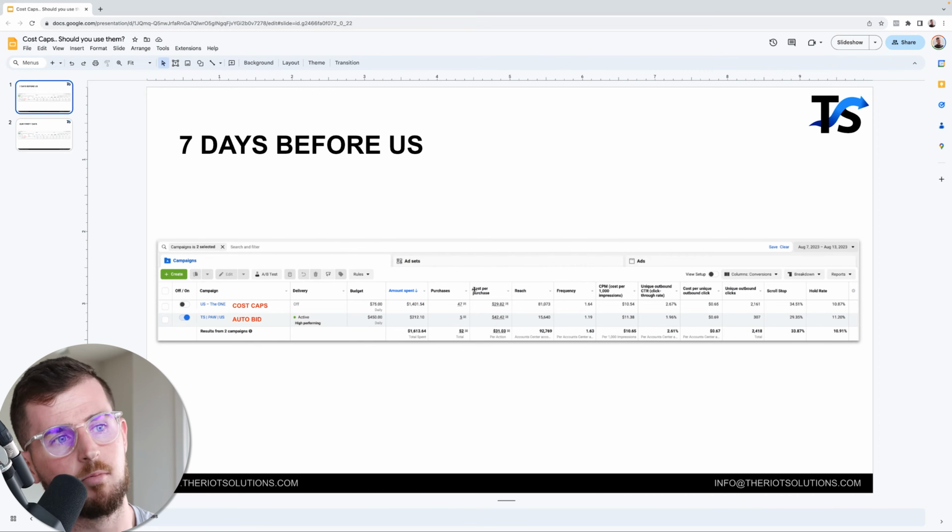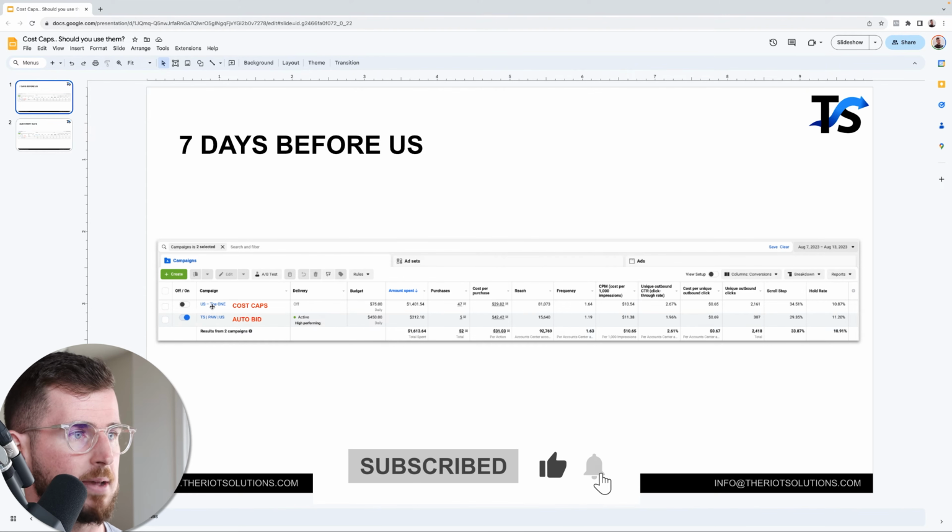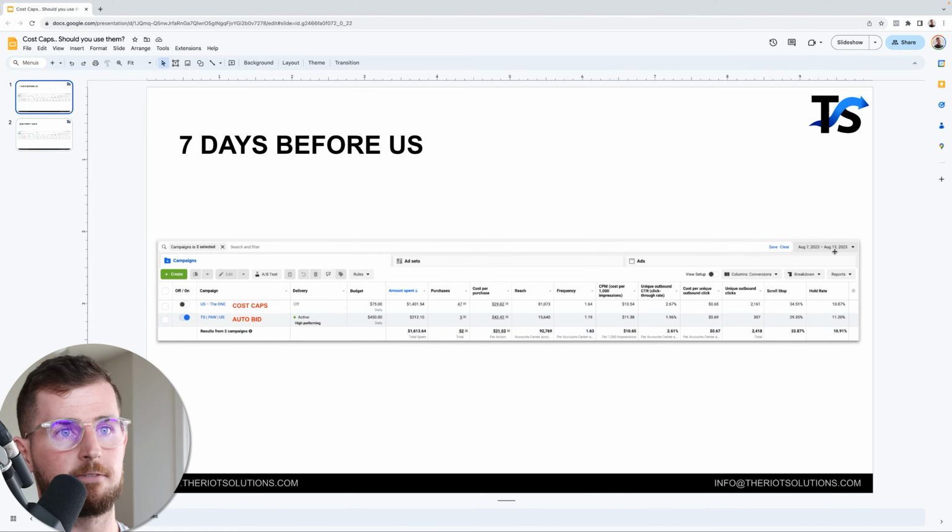So this is an account that we're not running anymore, but there's some interesting things from a data perspective that I want to show you guys specifically. This account was running cost caps before we came on board. And this is their campaign right here. This is August 7th through August 13th, 2023. During that week, they spent $1,400 on our cost caps campaign. And then we launched our auto bid campaign. It only spent like $212 because we only spent a day or two inside of it. During that week, we spent $1,600 total, $31 cost per purchase overall. And yeah, that was it.